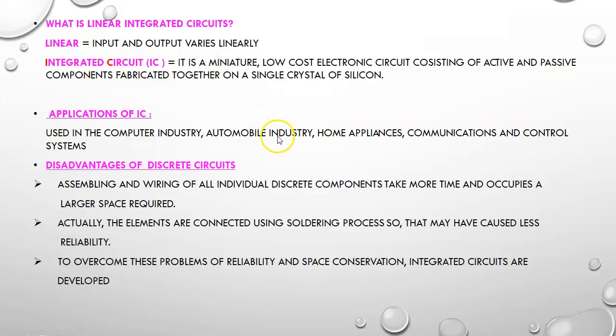Why are we going to integrated circuits? The main disadvantages of discrete circuits: before integrated circuits, discrete circuits were used. Assembling and wiring of all individual discrete components take more time and occupy a larger space. Actually, we have to connect the discrete components by using wiring or soldering process. It may take more time. To overcome this problem, integrated circuits were developed.